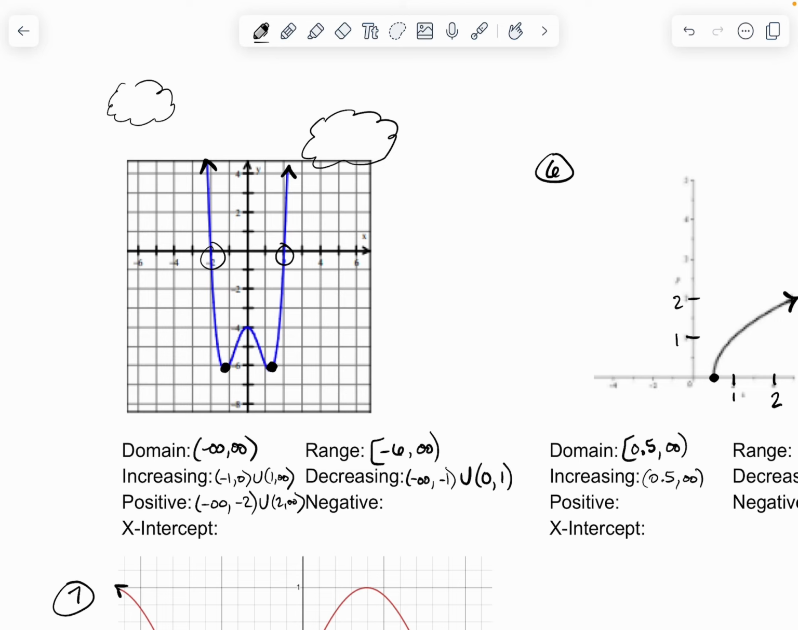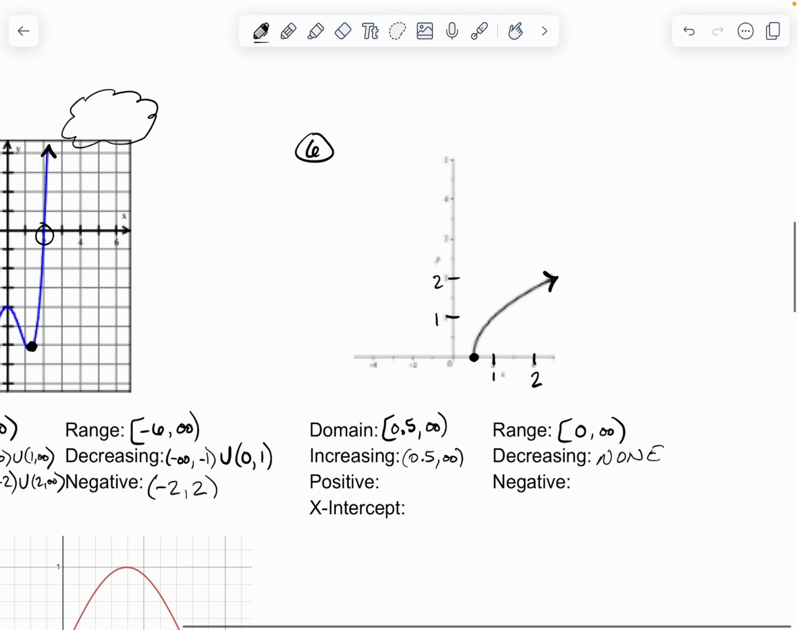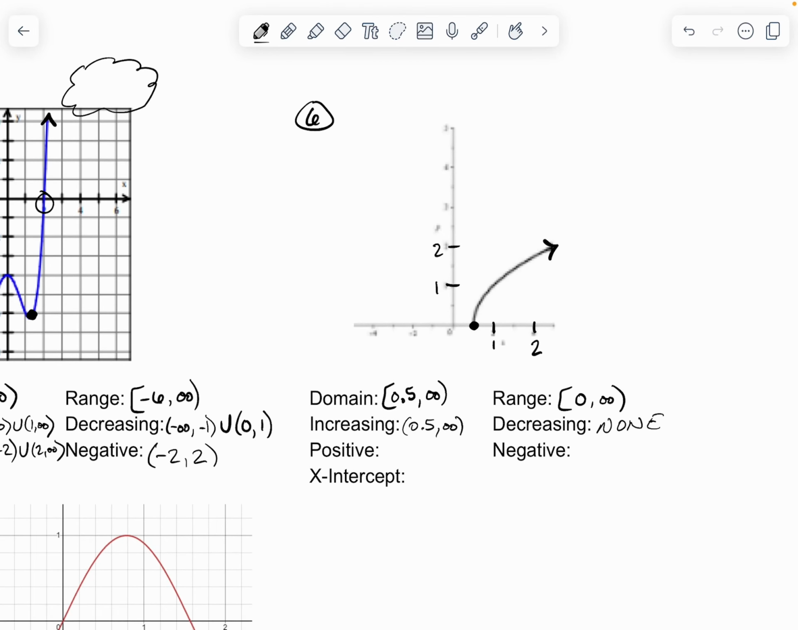So this one's going to have a union: negative infinity to negative 2, union 2 to infinity. When is it negative? Well, it's negative after negative 2 and stays negative up until 2. That W there in the bottom, that's going to be the pieces where it's negative, in between negative 2 and 2. So from negative 2 to 2, our graph is negative.